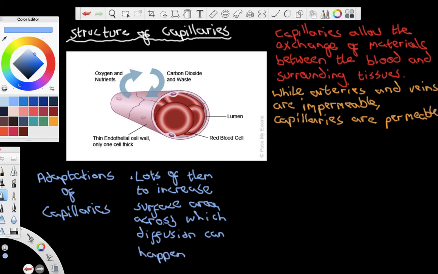We've got that their walls are very thin, so their walls are 1 cell thick to decrease diffusion distance. So its walls are 1 cell thick to decrease diffusion distance.